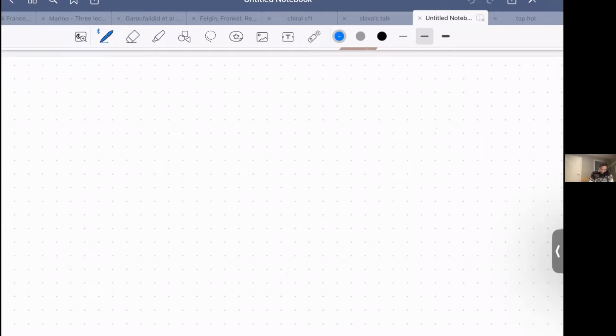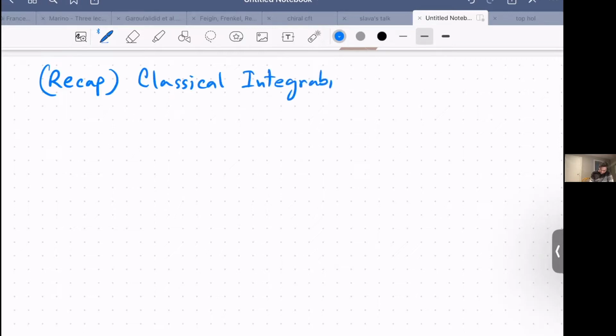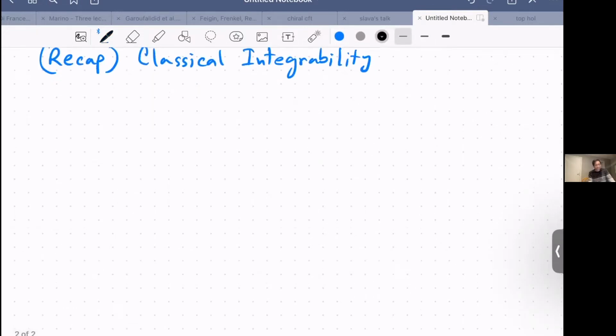So a quick recap of classical integrability. The idea behind integrability was that these are dynamical systems in which the dynamics are nice in some sense. And the sense is that we can expect to be able to solve the equations of motion, and the solutions are not chaotic.